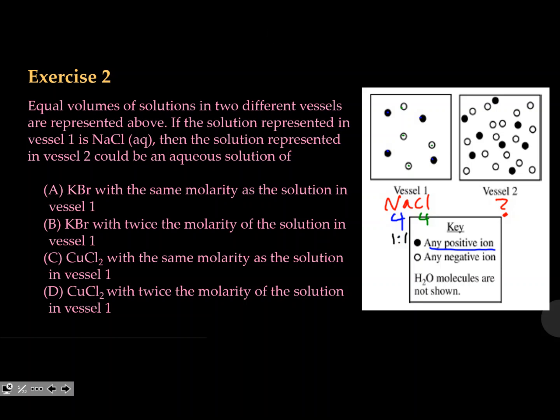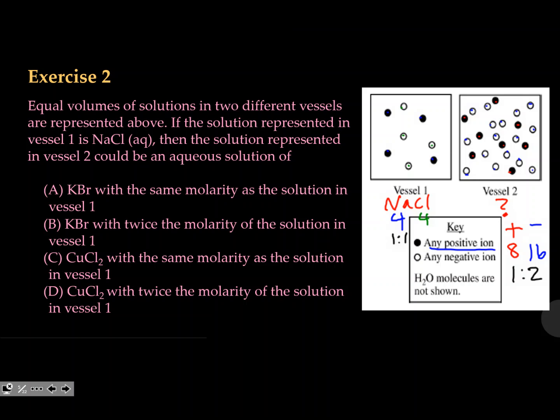We compare over here. We count the positives. What are our positives going to be? 1, 2, 3, 4, 5, 6, 7, 8. We have 8 positives. How many negatives do we have? 16, right? So what kind of ratio is that? 1 to 2, right? So we should be able to eliminate 2 answers offhand right there.